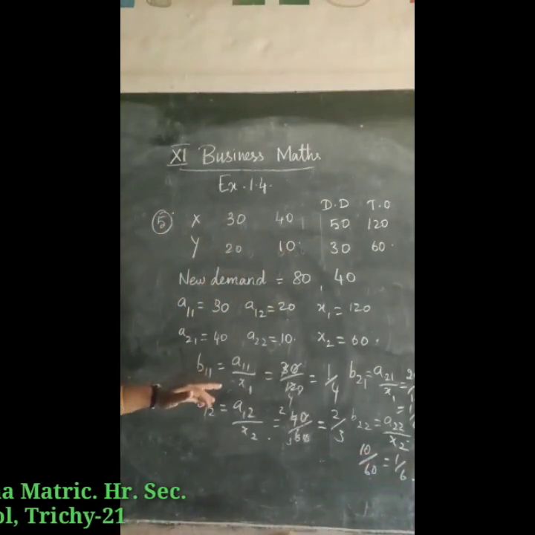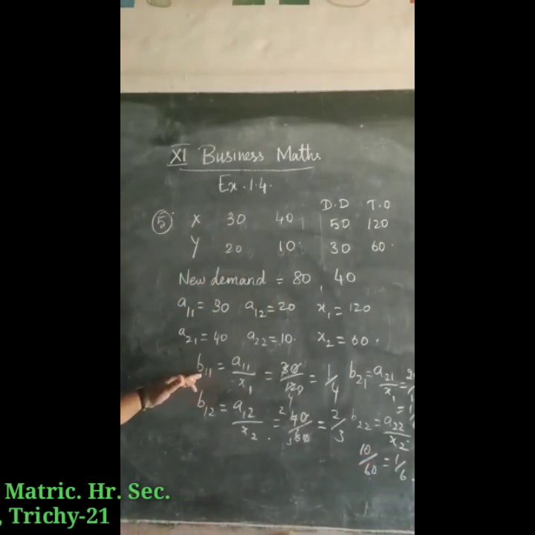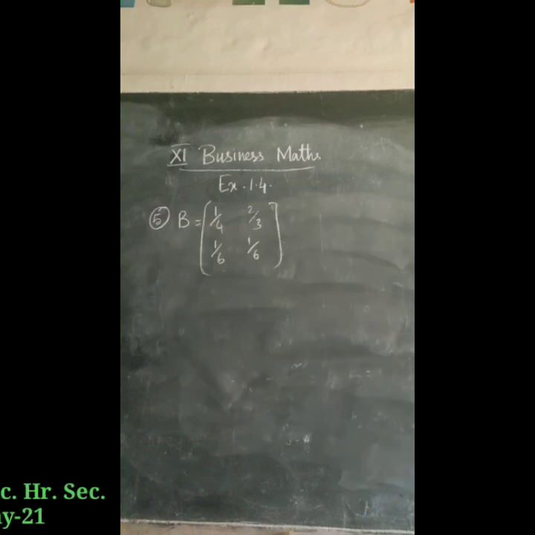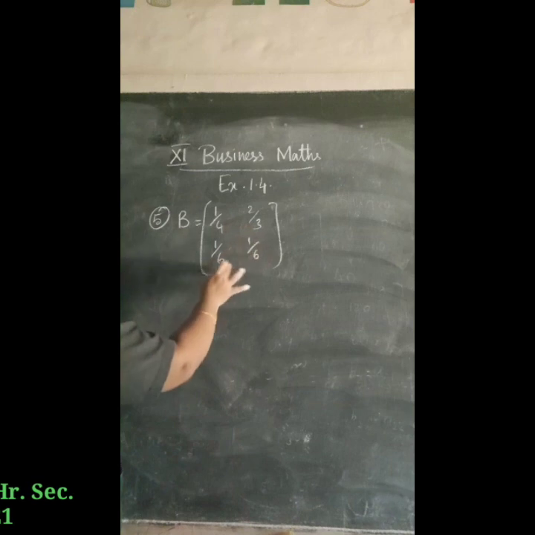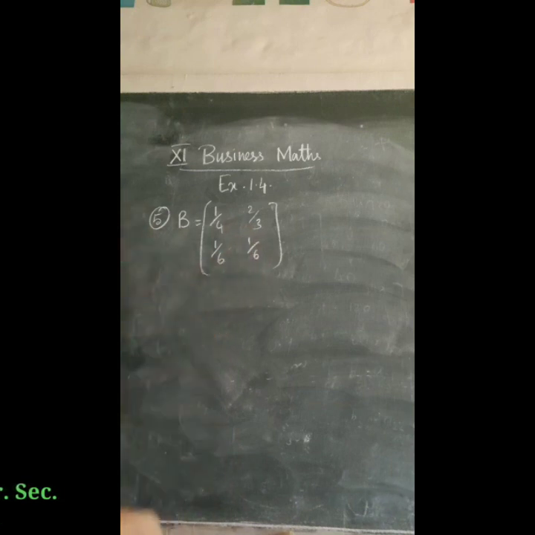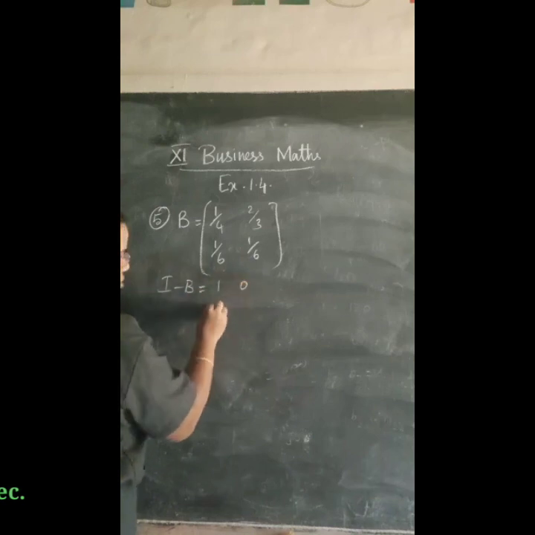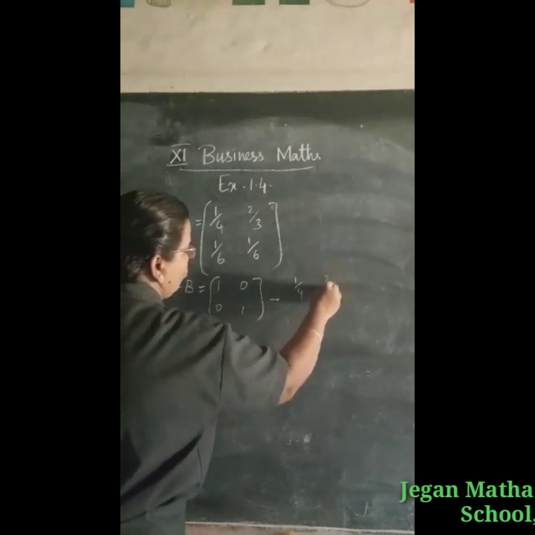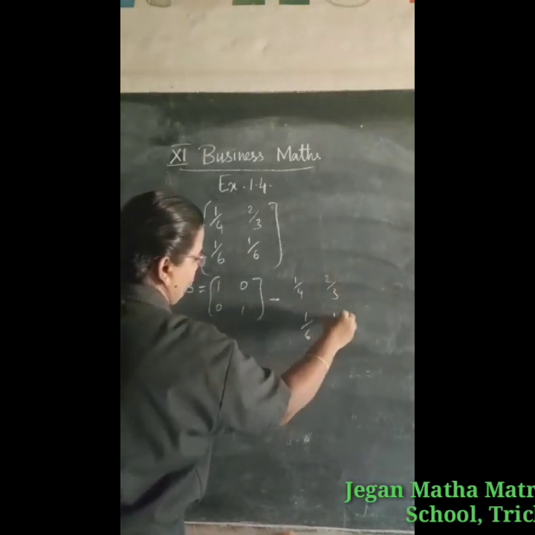Now we have to form the B technology matrix, that is B11, B12, B21, B22. According to the question, the technology matrix is 1 by 4, 2 by 3, 1 by 6 and 1 by 6. Now we have to find I minus B. That is equal to the identity matrix 1 0 0 1 minus 1 by 4, 2 by 3, 1 by 6 and 1 by 6.